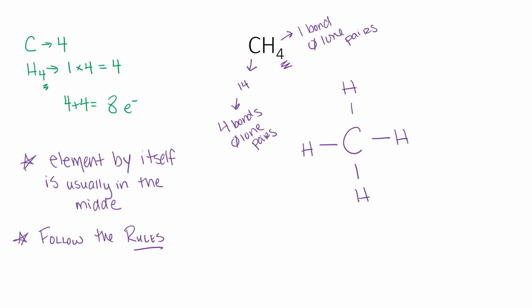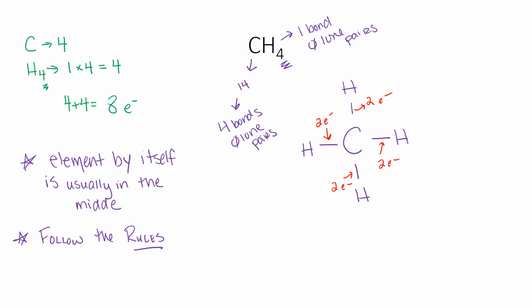Okay, now, each element needs 8 electrons around it. So you have to count everything that's touching the carbon. So this bond is touching the carbon, that's 2 electrons. This one, 2 electrons. This bond, 2 electrons. This bond, 2 electrons. Remember, a single bond has 2 electrons in it. So all of these are touching carbon, 2, 4, 6, 8. Carbon has 8 valence, that is good.